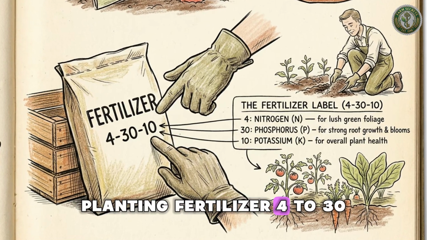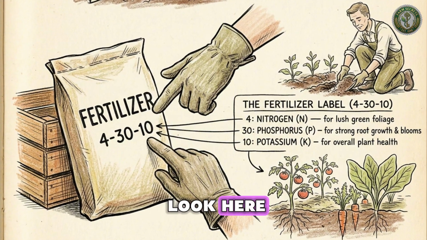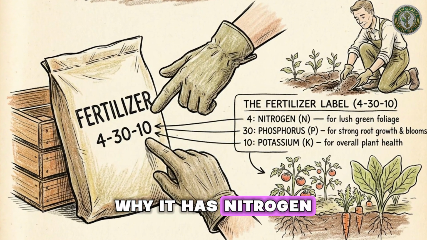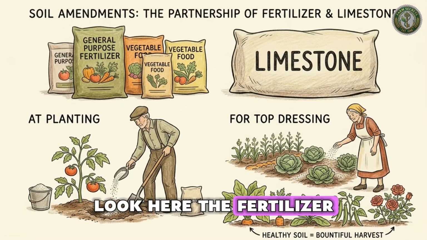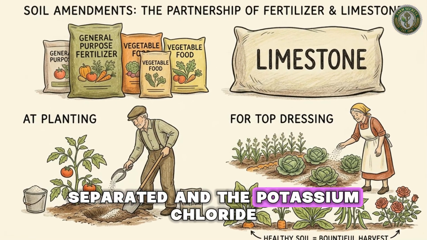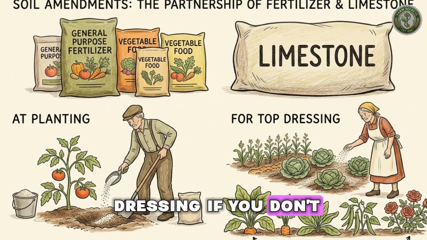Planting fertilizer 4-30-10. Right here, guys. Look here. Why? It has nitrogen, potassium, and phosphorus, okay? Look here, the fertilizer's separated. And the potassium chloride. It's no use doing both planting and top dressing if you don't use this buddy right here.